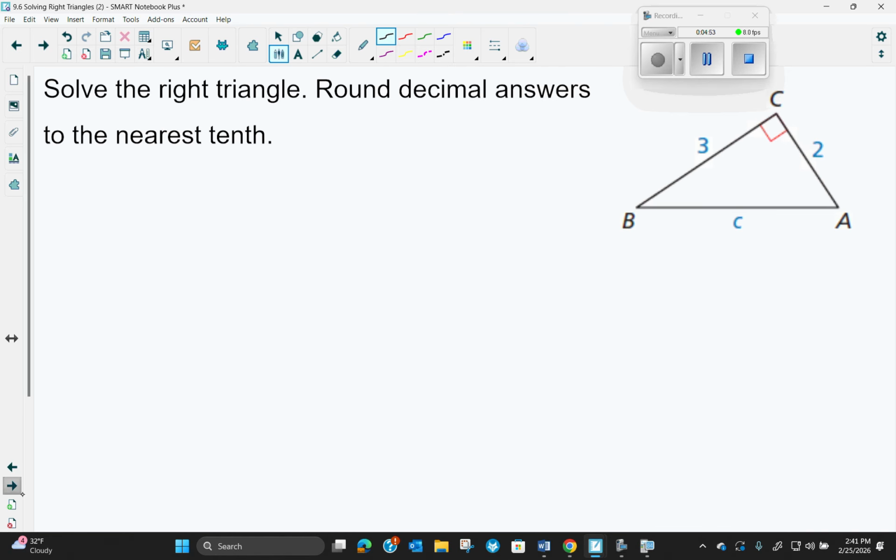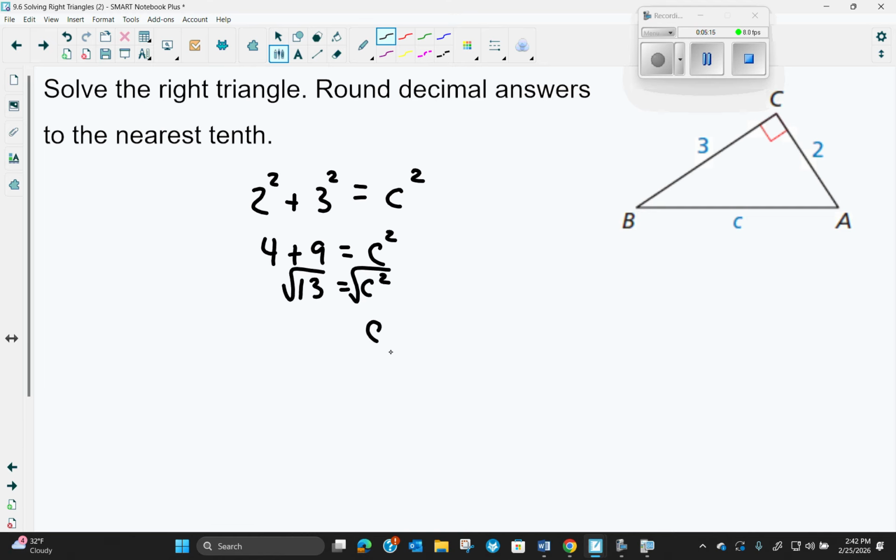So first I'm going to find the missing side, which is C, which is the hypotenuse. So I'll start with 2 squared plus 3 squared equals c squared. 4 plus 9 equals c squared, or 13 equals c squared, square root of both sides. C is the square root of 13. We're going to just leave it like that. That's an exact answer. Okay, so now I'm going to find the acute angles. So I'll start with, doesn't really matter, I'll start with A.